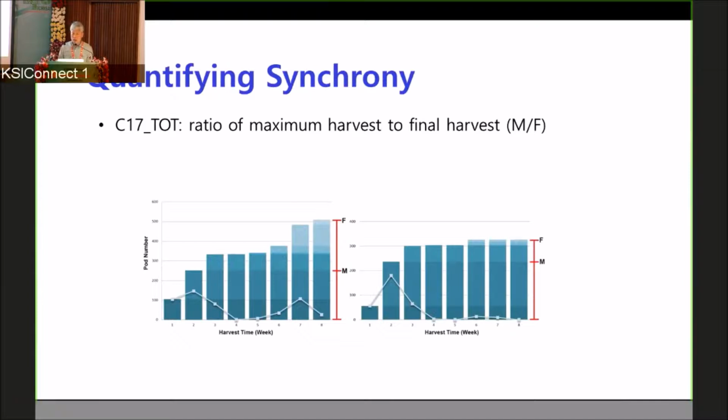So this genotype is non-synchronous maturity. However, in this genotype, if you harvest in the second week, then you cannot see more developed pods, so you need not harvest anymore. This is the accumulated pod numbers, the bars representing the accumulated pod numbers.